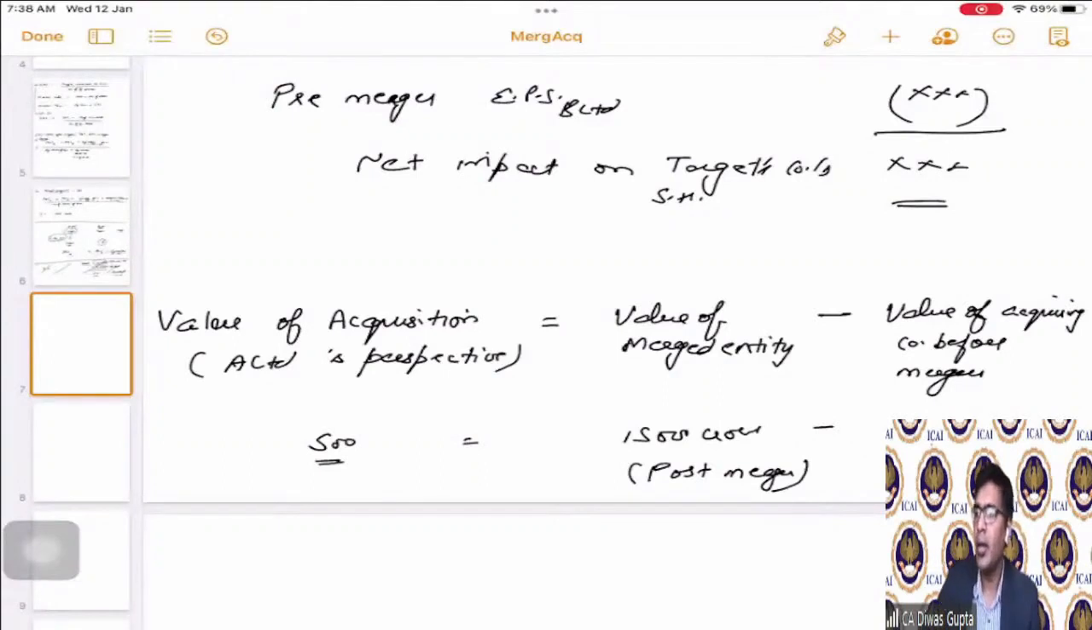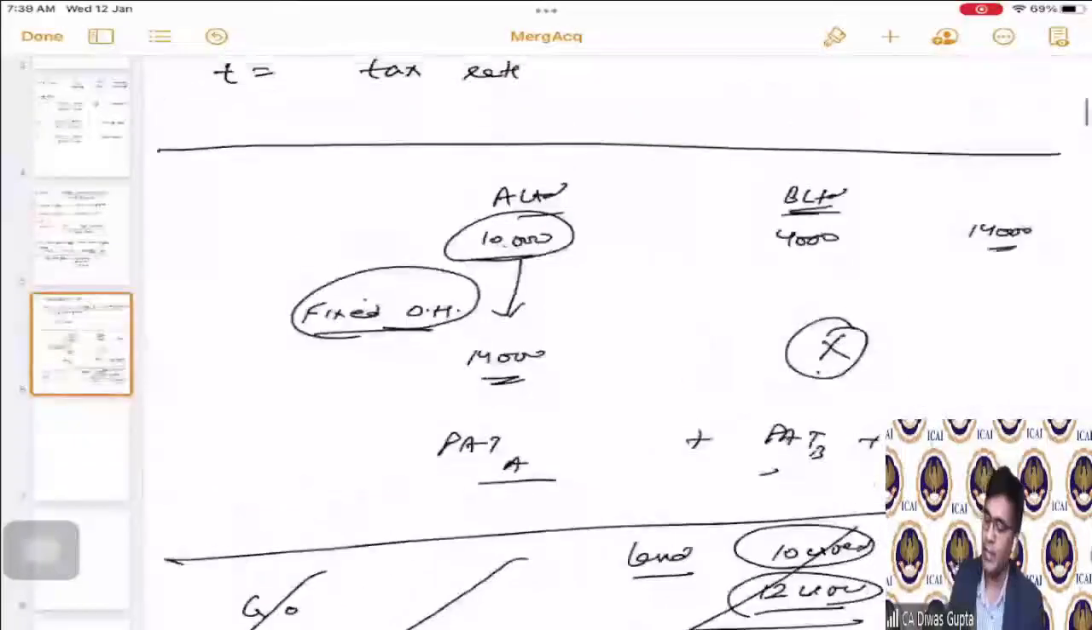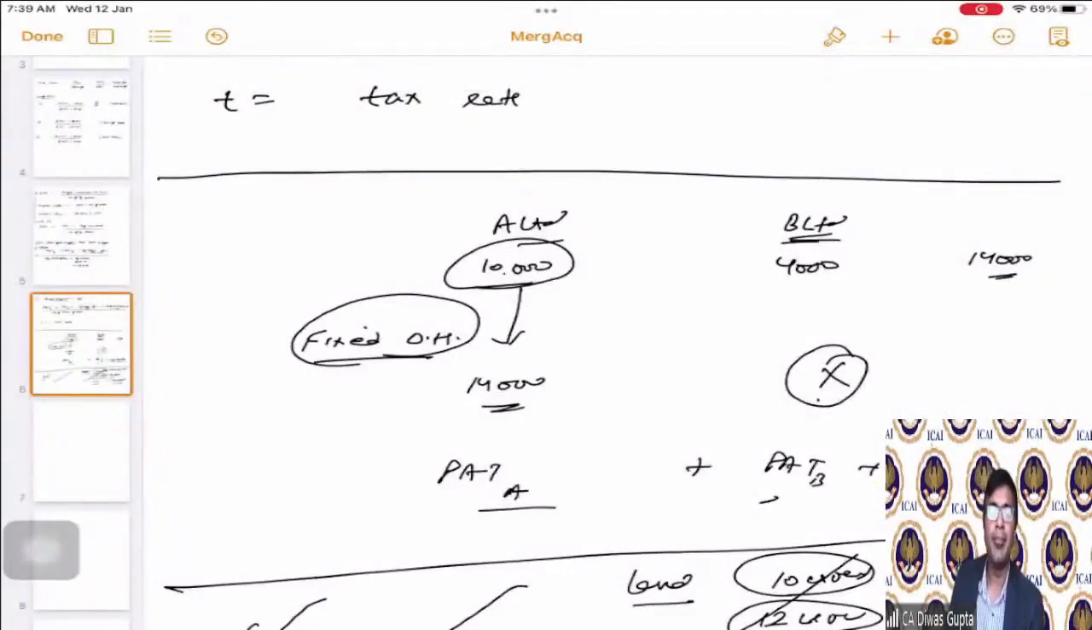Sairam is asking, sir, but B Limited is also incurring fixed cost to produce 4,000, so that fixed cost is also transferred to A Limited after the merger. That's what I was saying in the synergy gain example, Sairam, that some of the fixed costs will definitely go.